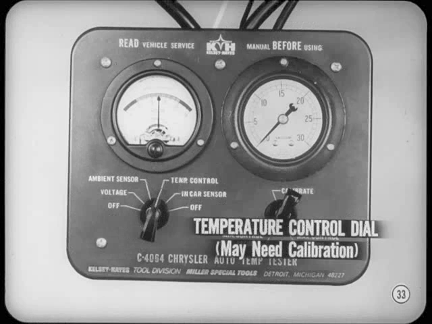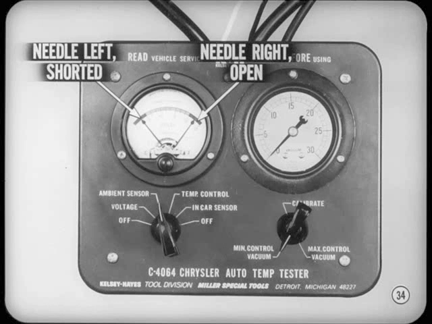With the voltmeter dial on the temperature control position, the needle should also be between the two red areas. If it isn't, the potentiometer should be replaced or calibrated. It's a simple matter to check the calibration. You'll find a good description of the procedure in your service manual. Incidentally, if the needle is in the red area to the left, the unit is shorted. A needle in the red area to the right indicates an open.